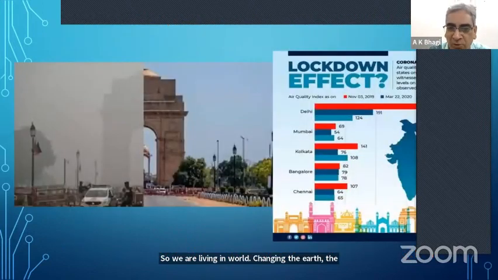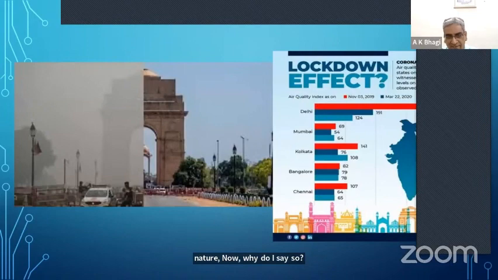Now, why do I say so? There is direct evidence for this. This is a photograph clicked of the India Gate situated in Delhi.